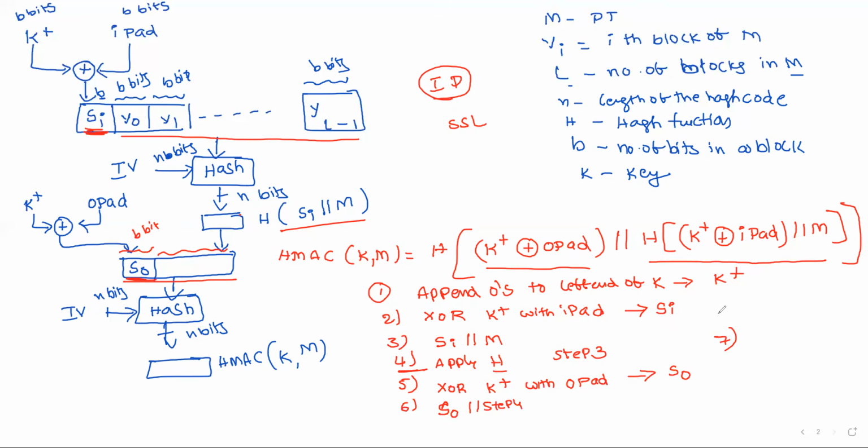What is your seventh step? Simply apply the hashing algorithm to the result of step 6. That is, these are the steps that are followed in the diagram. This is the HMAC algorithm. Thank you.